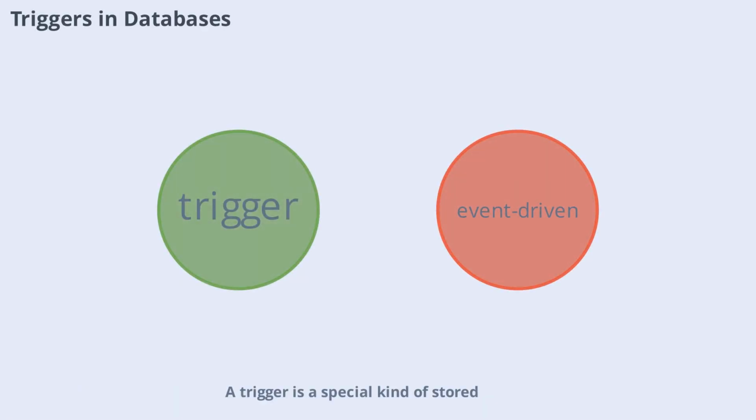A trigger is a special kind of stored procedure that automatically runs in response to certain events, like inserting or updating data. Triggers can enforce rules, maintain audit trails, or update related data automatically. While powerful, they should be used carefully to avoid unintended consequences and performance issues.